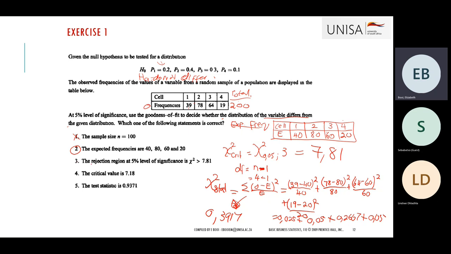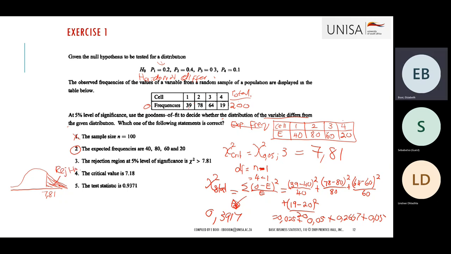Number three, it says the rejection region at alpha of 5%, or the 5% level of significance, is chi squared greater than 7.81. So they say the rejection area is this 7.81, because anything that falls on this side, we're going to reject the null hypothesis.